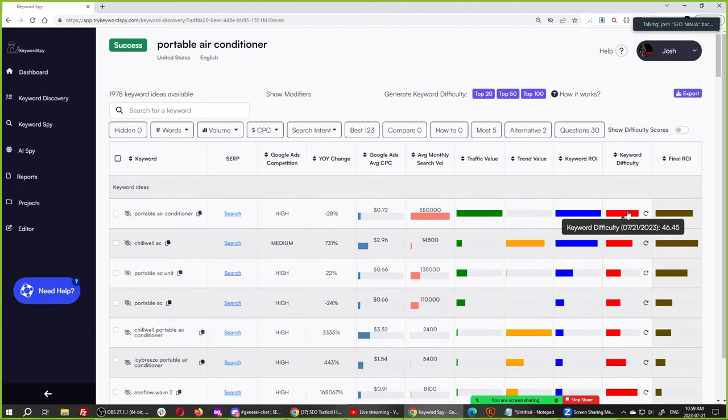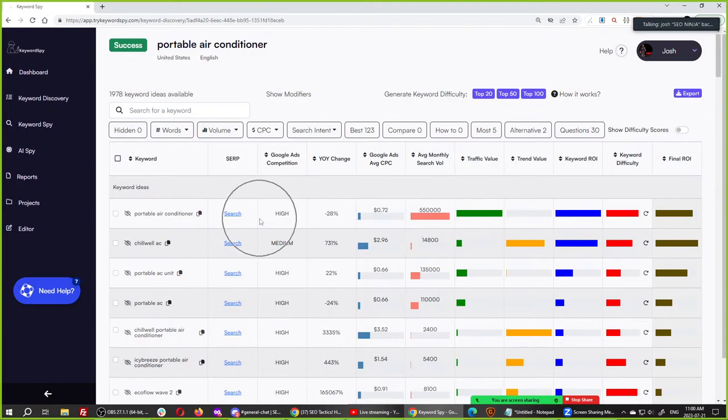46% difficulty is super, super difficult. That means you can double that number and presume that's where you'd come in the SERP for portable air conditioner. So a lot of people are searching it. Actually, they were searching best portable air conditioner. And this is down 30% since last year, which is interesting. The competition on it is high. They don't make a lot of money on it, but a lot of people search it.